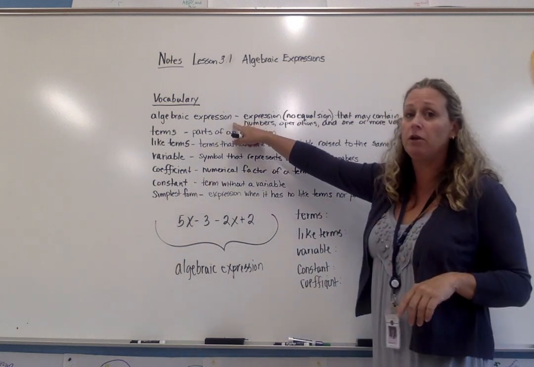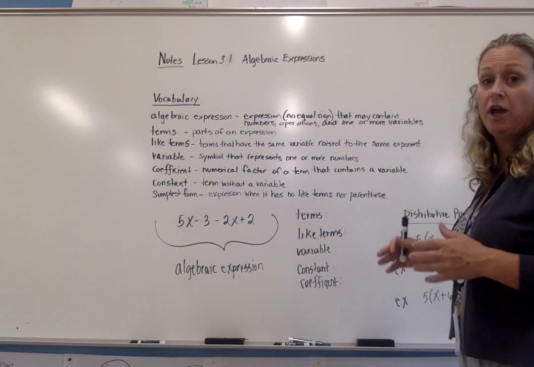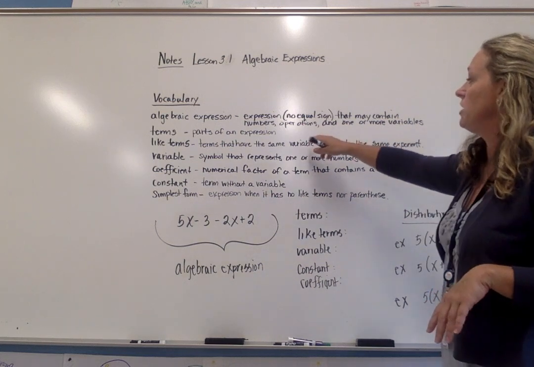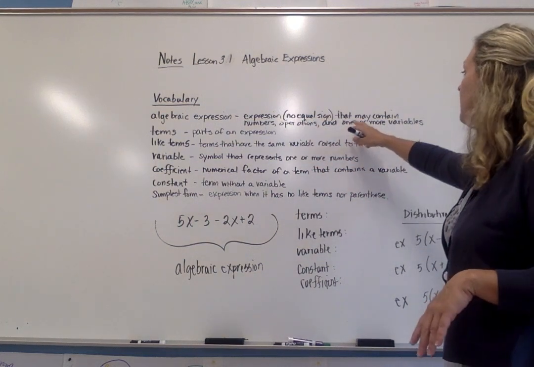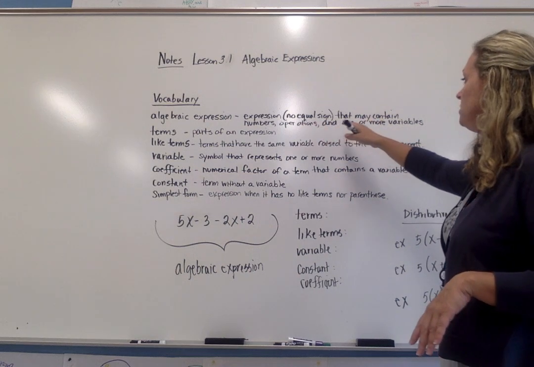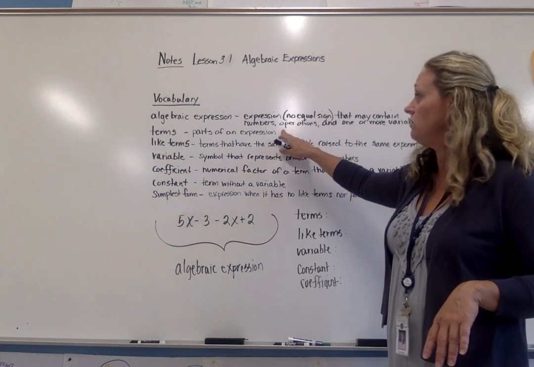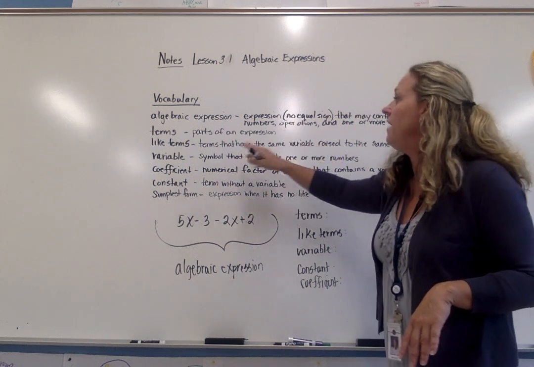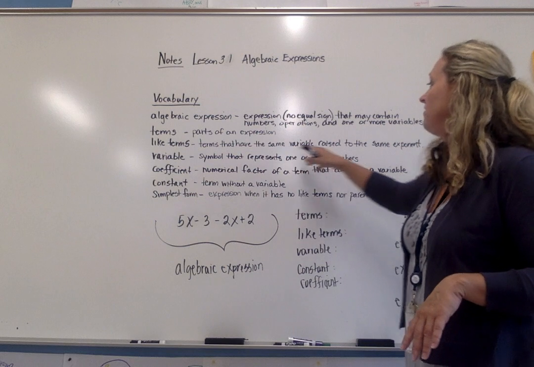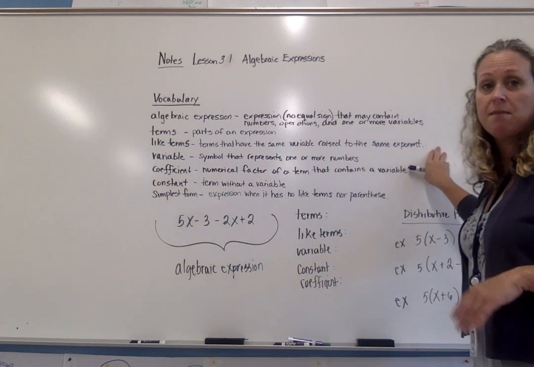So the first vocabulary word that you need to be familiar with is algebraic expression. An algebraic expression is an expression that has no equal sign that may contain numbers, operations, and one or more variables. The next one is parts of an expression, which is called terms. And then like terms are terms that have the same variable raised to the same exponent.